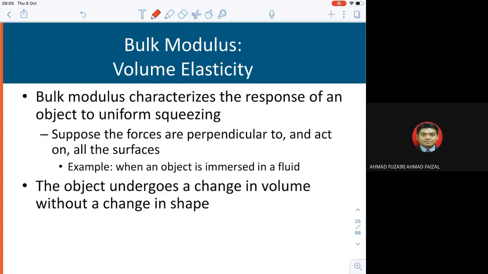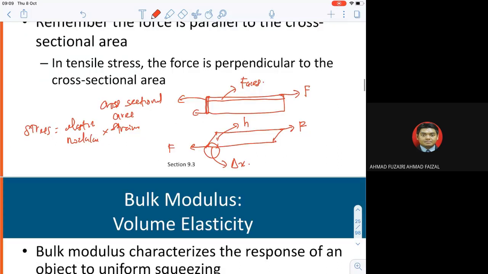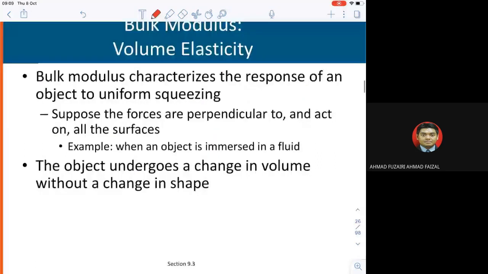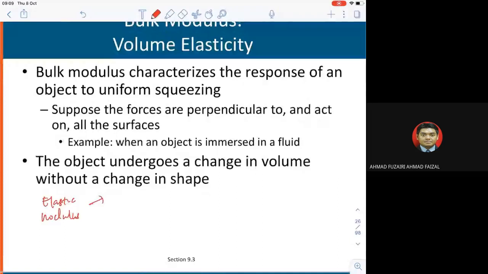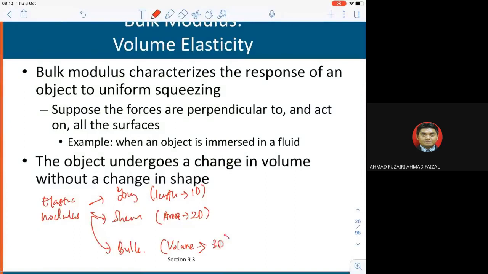Now we move to bulk modulus or volume elasticity. So try to imagine this thing. We may have an elastic modulus. So elastic modulus will be given as Young, shear, and this one, bulk. So Young will take place for length. Length is considered as one dimension. Shear is for area, a cross-sectional area, considered as two dimensions. And bulk will take place for volume, which is considered as three dimensions.